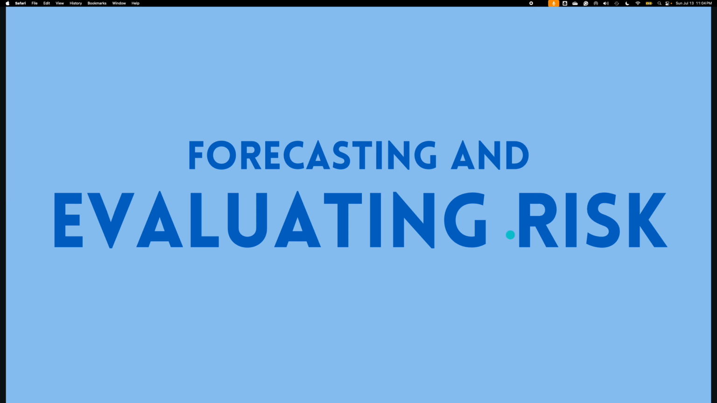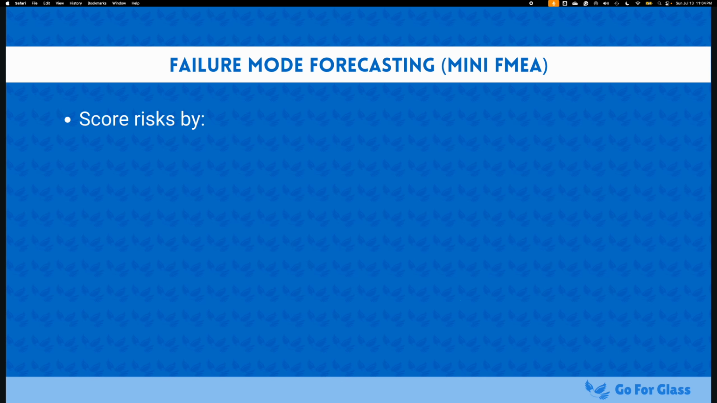So next up, we're going to be talking about how we forecast and evaluate risk. And more specifically, we're going to be looking at failure mode forecasting. So failure mode forecasting is adapted from the FMEA methodology, which is used in manufacturing. And it's colloquially known as mini FMEA. I've heard some students call it mini FEMA, which is funny, so you might hear me slip up and say that. It is mini FMEA.